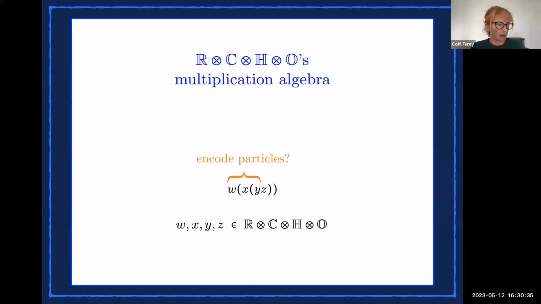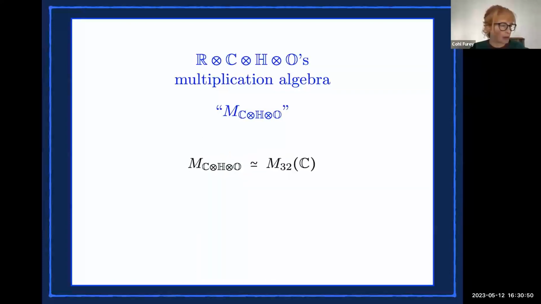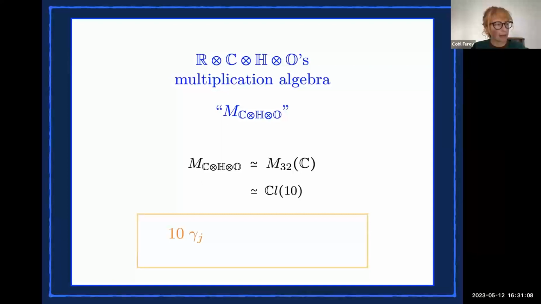Now, sequentially multiplying RCHO elements onto RCHO elements generates something familiar to mathematicians known as its multiplication algebra. You can think of RCHO's full multiplication algebra as being isomorphic as a matrix algebra to the 32 by 32 complex matrices, or to the complex Clifford algebra Cl10. It's generated by using 10 objects, which we're going to call gamma J. And you can think of these 10 gammas as being like the 4 A, C, T, and G bases of genetic sequences. So these 10 gammas generate the complex Clifford algebra Cl10. So this is Cl10, but Cl10 with a lot of extra structure due to the fact that it's generated by RCHO.